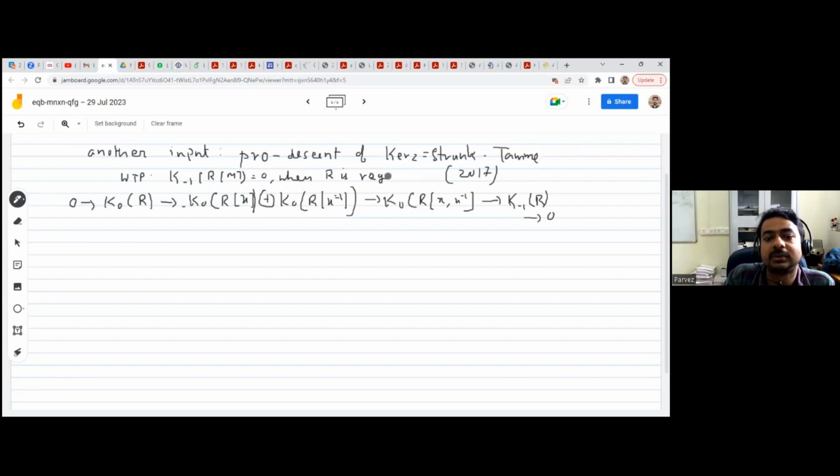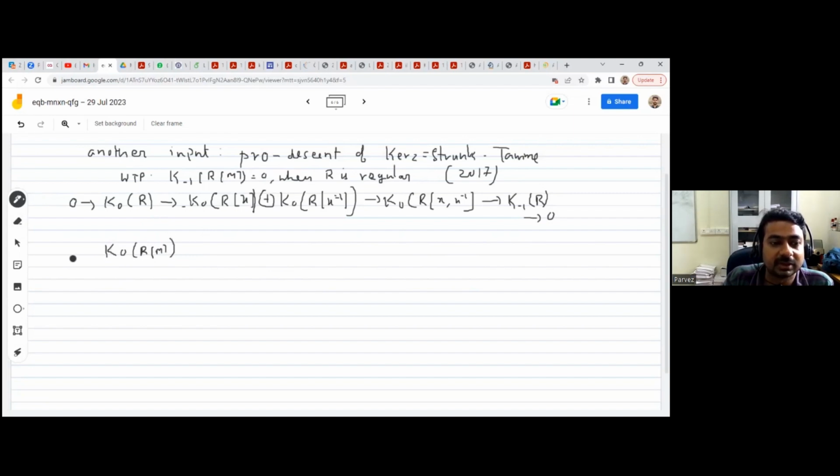Suppose I want to do this. So how do I do it? What I have to prove is that K minus 1 of Rm is 0, right? If I want to get K minus 1 of Rm here, I have to replace R by Rm, right? So let's take K naught of Rm.